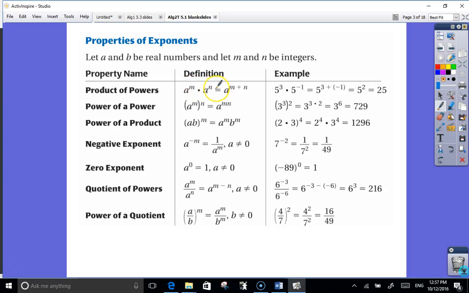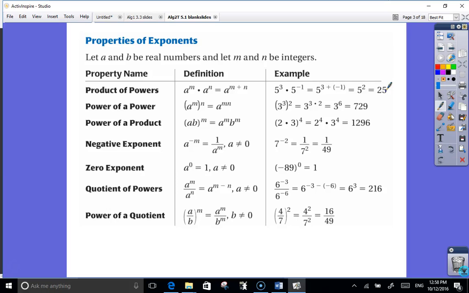But how do you simplify that? If it's a multiplication, you add the exponents. In their example, 5 to the 3rd times 5 to the negative 1 is 5 to the 3 plus negative 1, which is 5 squared, which is 25. In all their examples, they're with numbers. So in the end, you can actually just find the answer. But we practice them with numbers because eventually we're going to do them with variables, and then you can't. Then you really do have to know the properties.